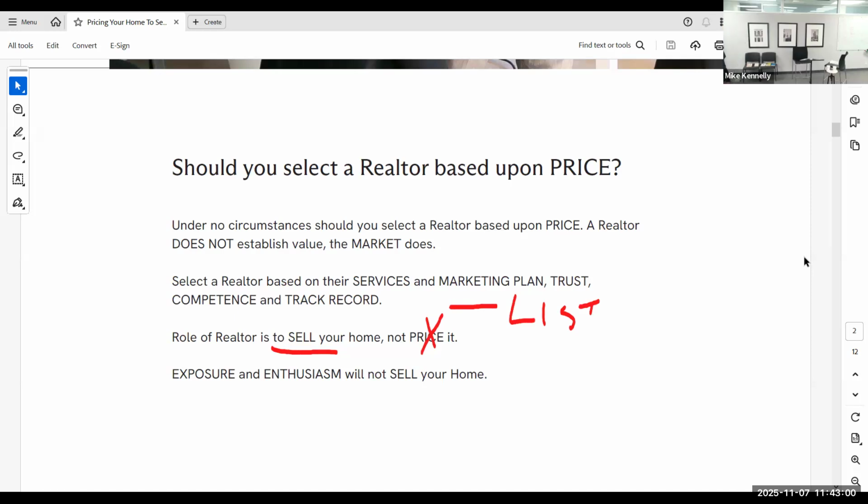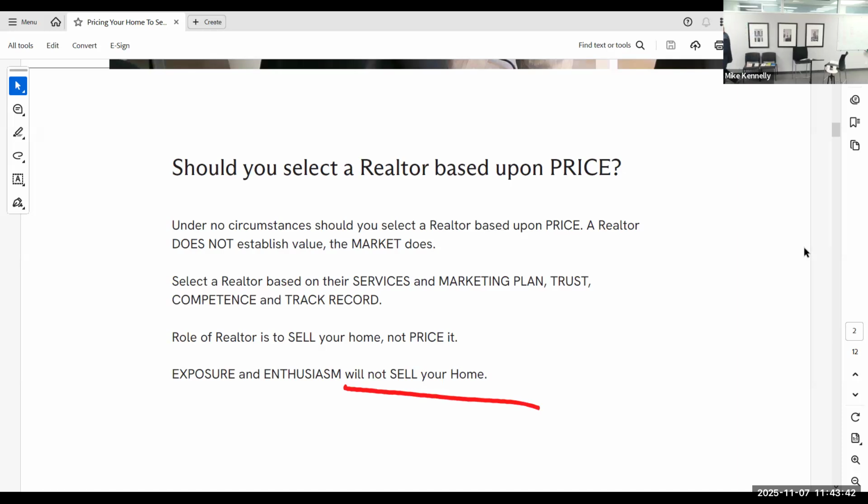So the role of the realtor is to sell your home, not to list your home. Mr. and Mrs. Seller, anybody can list a home, but not everybody can sell a home. Write that down, people. Everybody can list a home, but not everybody can sell a home. Listen, I'm going to do all the exposure I can for your property, and I've got all the enthusiasm you're ever going to want. But that will not sell your home. You're going to get it from me 100%.